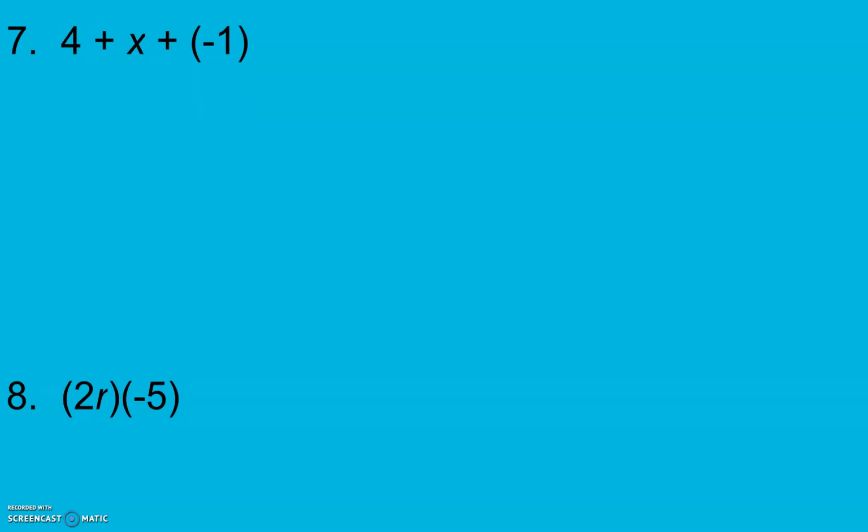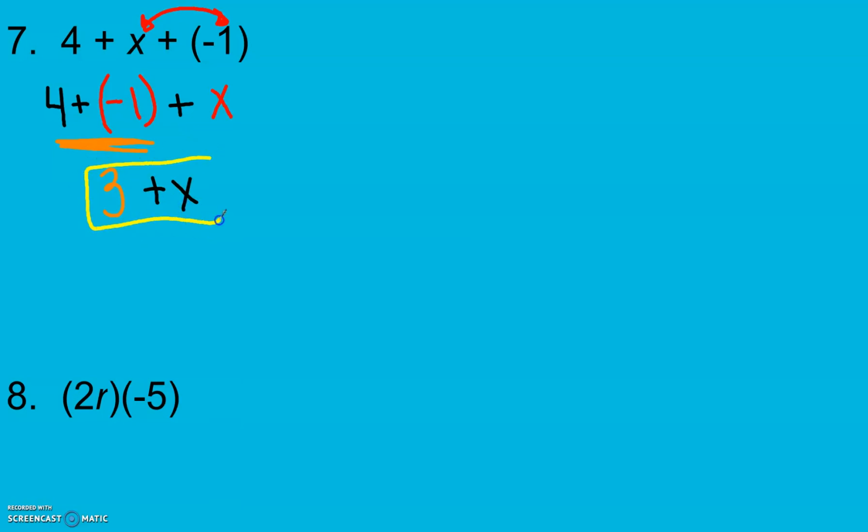So I can't add 4 plus x until I know what x is. But if I commute these two pieces, and I take -1 first, and then the x, I didn't change my 4 or the fact that I'm adding. Now I can add up my number parts, according to PEMDAS. Add left to right. 4 plus -1 gives me 3. I didn't change my plus or my x, and there's nothing else I can do there until I know what x is.